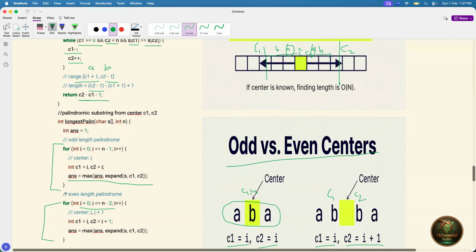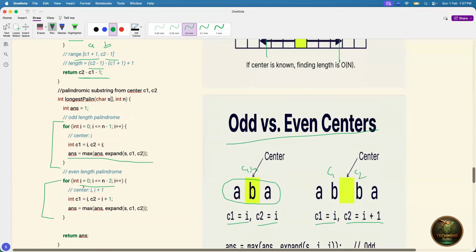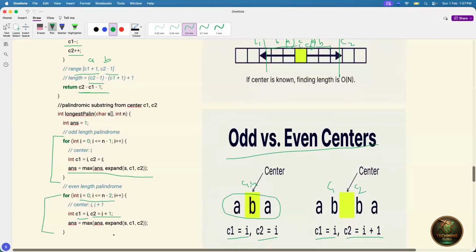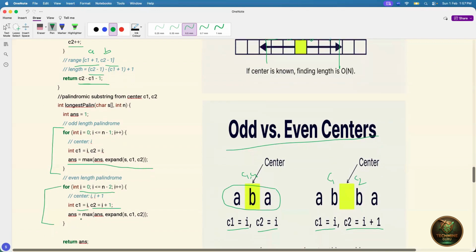And once we are out of the odd length, we need to check the same for the even length palindrome as well, where we have taken c1 as i and c2 as i plus 1. We will call this expand function and check the length, whether it gives the maximum or not. And we simply keep storing the same to get the longest palindromic substring.